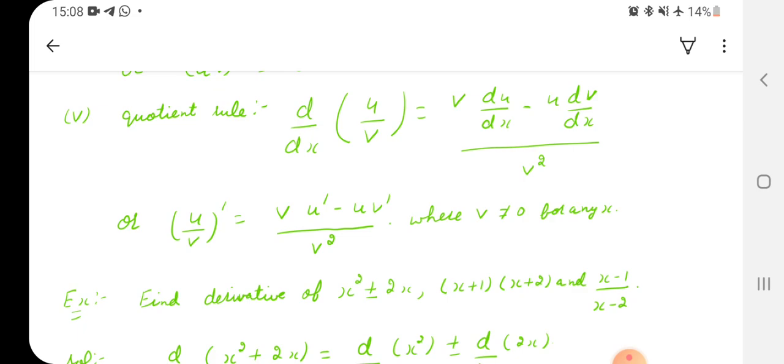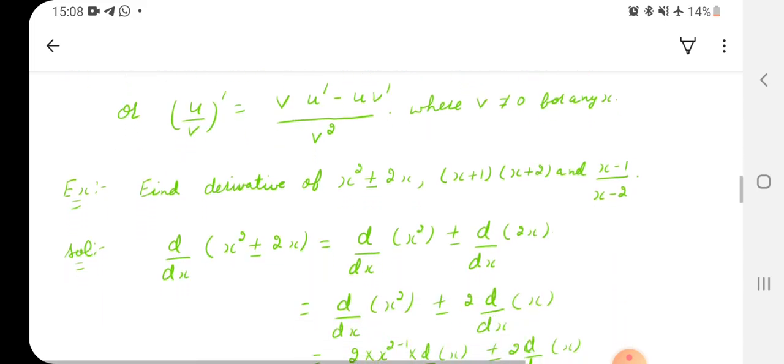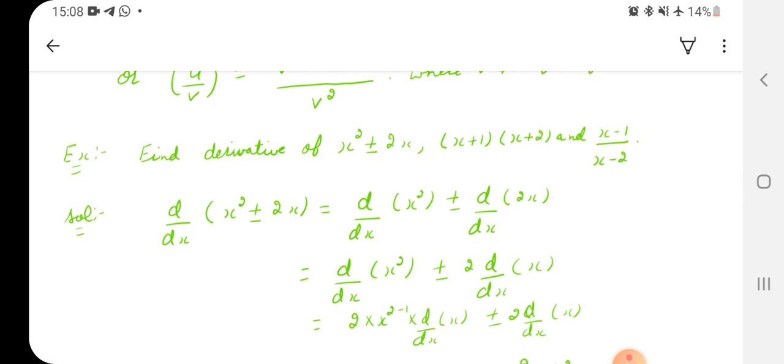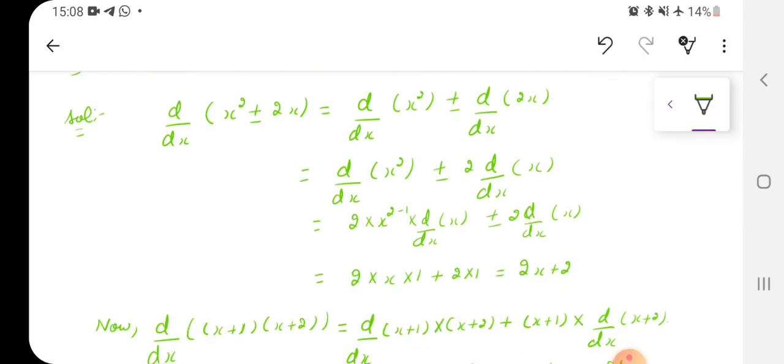Now if I want derivatives of this kind, we have examples for all these algebra rules. Find the derivative of x square plus minus 2x. To find it, we have to do d over dx of x square plus minus 2x. According to the algebra, d over dx of u plus minus v will be equal to d over dx of u plus minus d over dx of v, right? So we can take their derivatives individually and add or subtract.